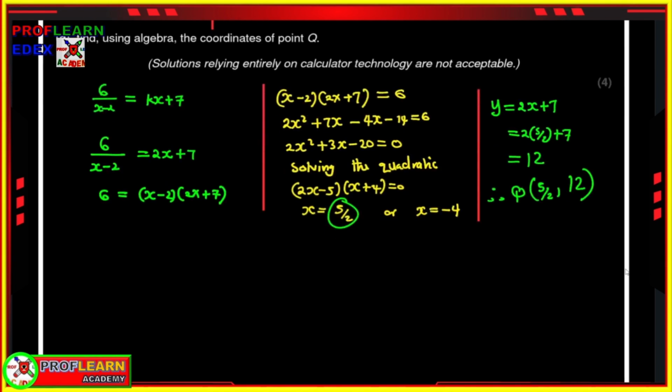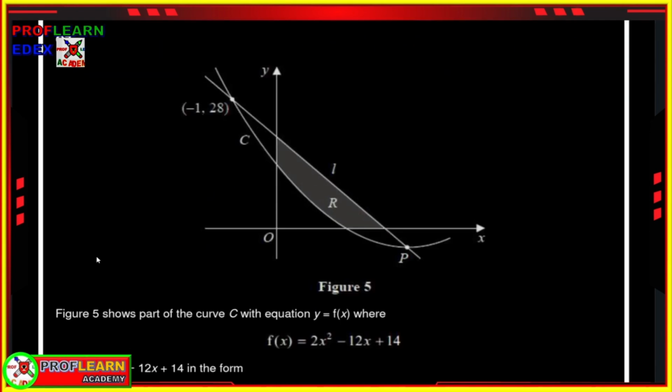So what does that mean? You need to know how to work out questions like this involving a curve and a line intersecting. You also need to remember something to do with the discriminant.